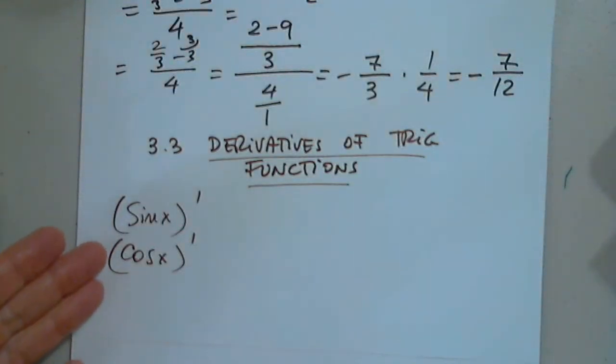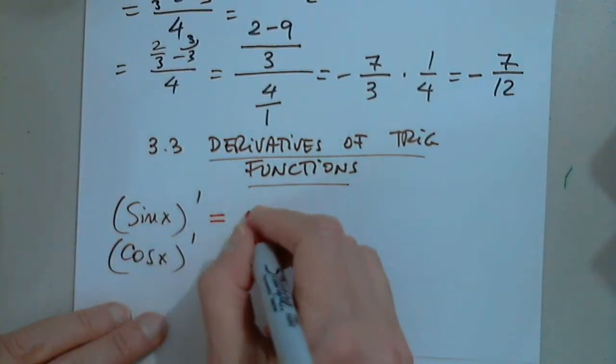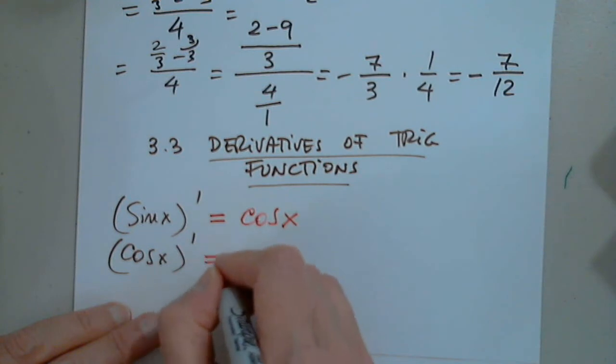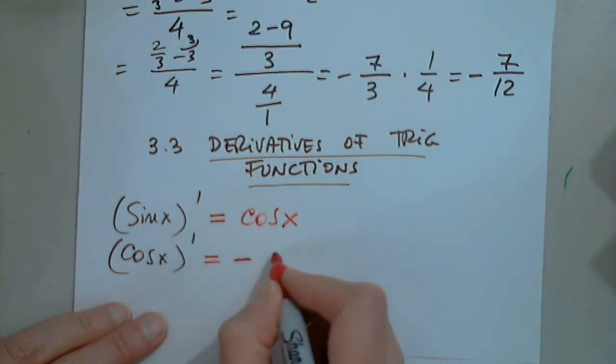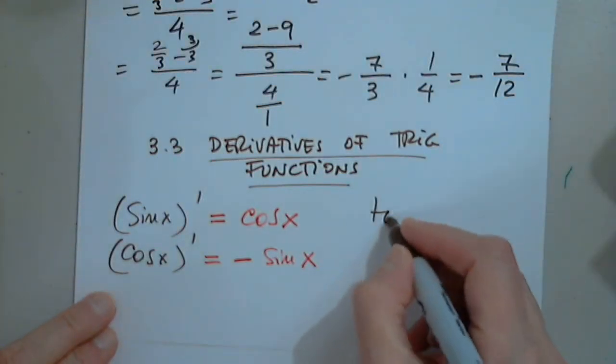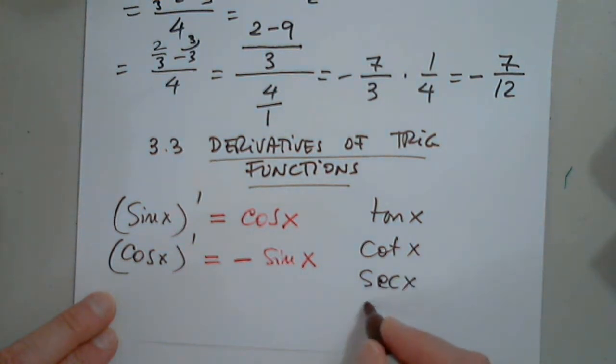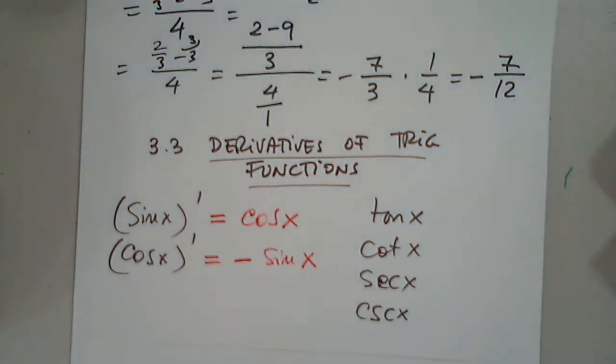We can go through the proof with f prime being the limit of the difference quotient, but I'm going to give you the result. So sine prime is cosine x, and cosine prime is negative sine x. And now we can determine the derivative of any other: the derivative of tangent x, cotangent x, secant x, and cosecant x. So let's determine one, any of these, and then I will give you the rest.